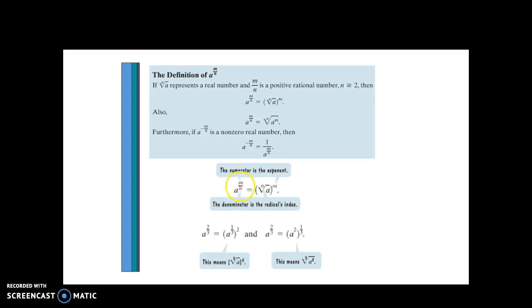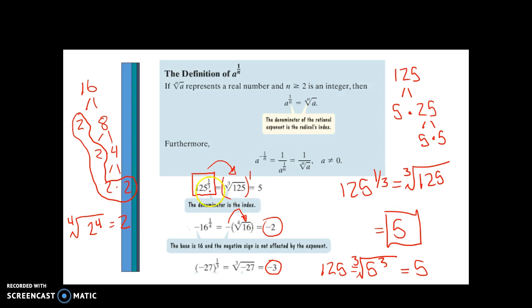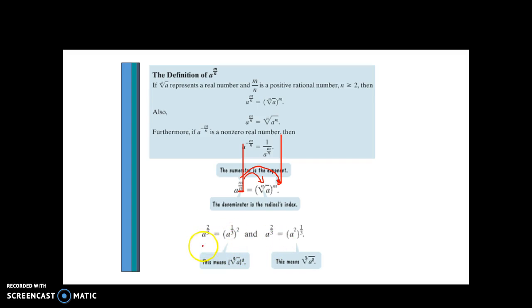You could use variables here as well. It's the same play, all right? The denominator becomes the index, and the numerator becomes the exponent. All of these previous examples had a numerator of 1, so I didn't really mess with that. But let's take a look at some other examples where we have a numerator other than 1.